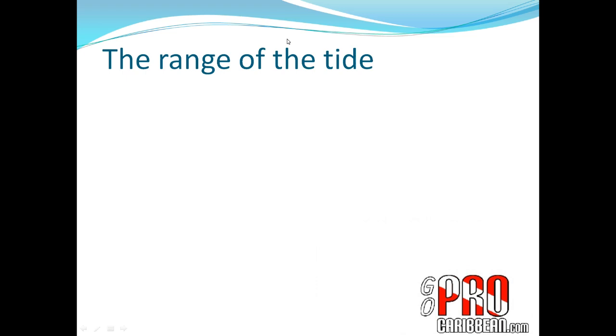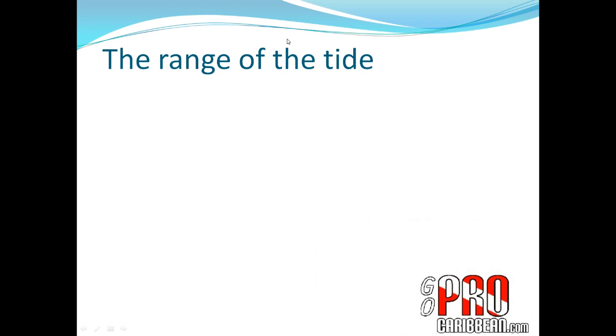You may well get a question talking about the range of the tide. So it's going to be important to understand what is meant by the range of the tide in a PADI question. We've already talked about the fact that at certain times of the month in places, or pretty much everywhere, at certain times of the month, high tide is much higher than at other times of the month, and low tide is much lower than at other times in the month, and those are called spring and neap tides.